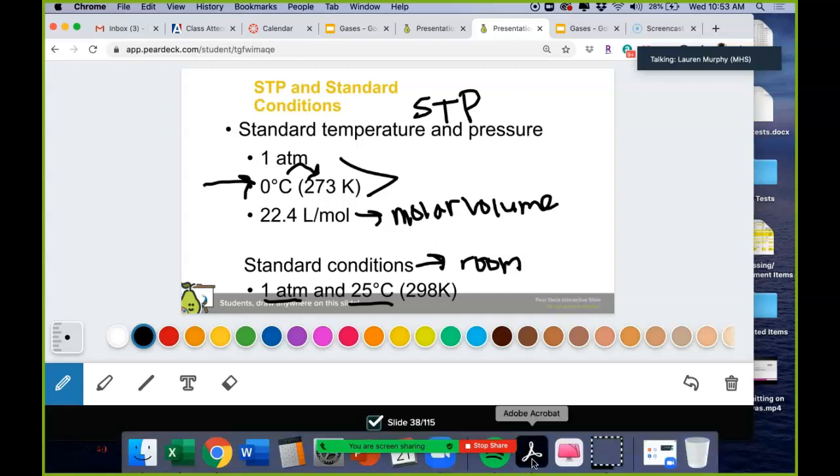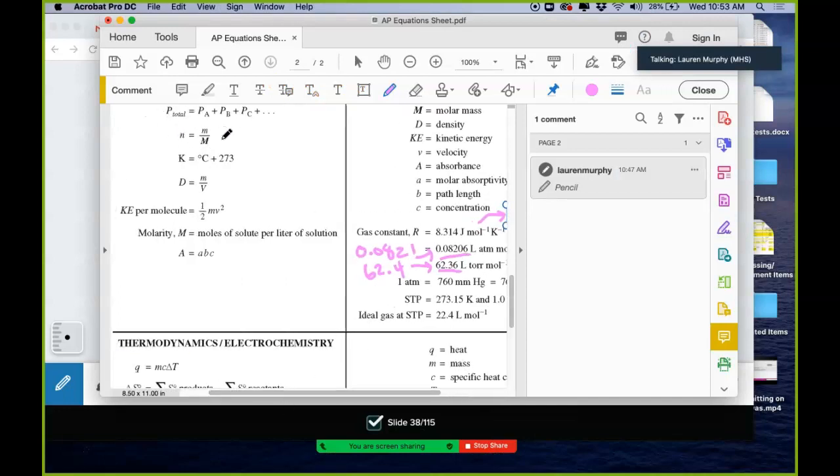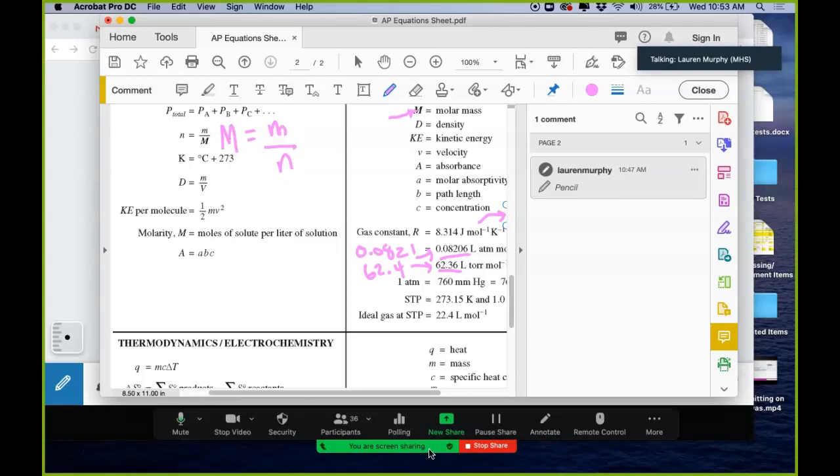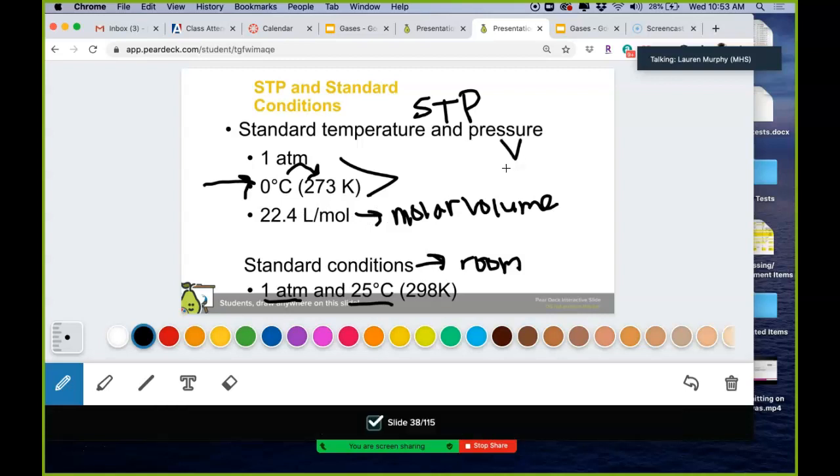If you go back to your equation sheet, you have this equation right here. Moles equals mass over molar mass. See, that big M means molar mass. So I can rearrange this so that molar mass equals mass over moles. Molar mass is grams over moles. So molar volume is liters over moles. Okay? Liters over moles. Molar volume is V over n. Molar volume. This is going to matter.